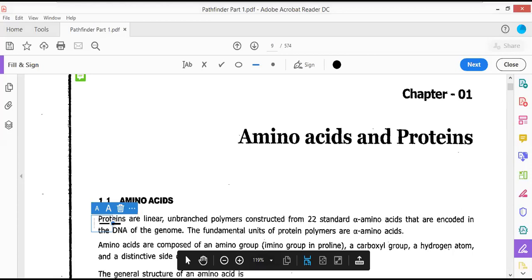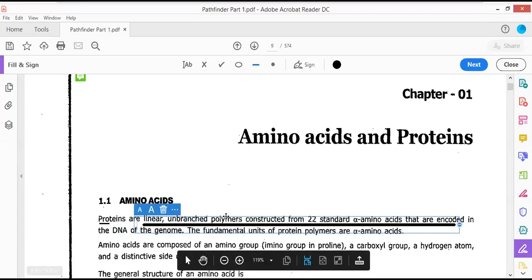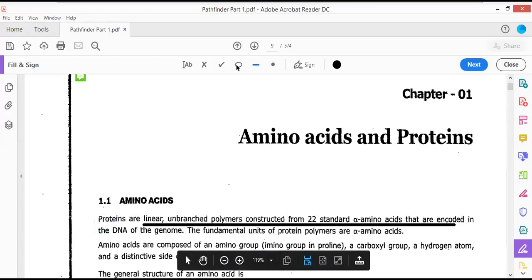So basically, proteins are linear unbranched polymers constituted by 22 standard alpha amino acids. Okay, here there are two words which are very important. The word linear here is very important, and the word unbranched is also very important. These two words: linear unbranched polymers consisting of 22 standard alpha amino acids.